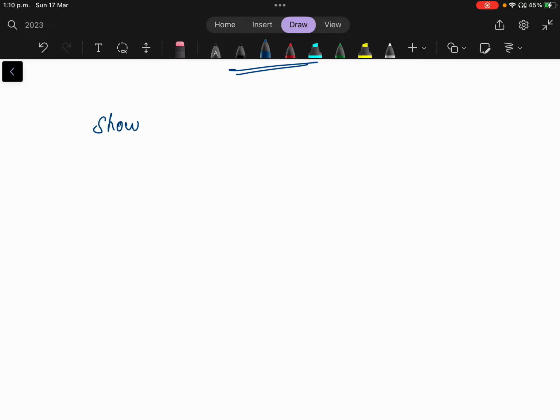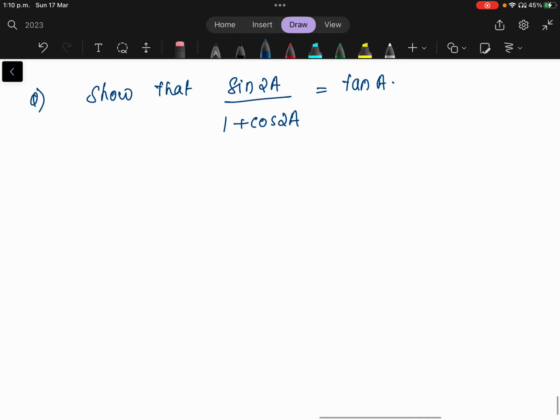Show that sine 2A divided by 1 plus cos 2A is equal to tan A. This is the question here. Now in this case you can try to manipulate this and write it in terms of a different one. So the left hand side is sine 2A divided by 1 plus cos 2A.